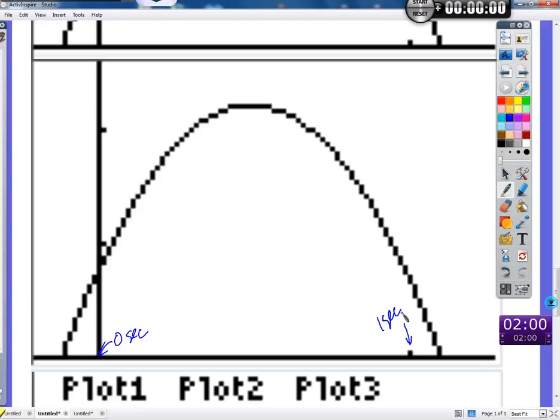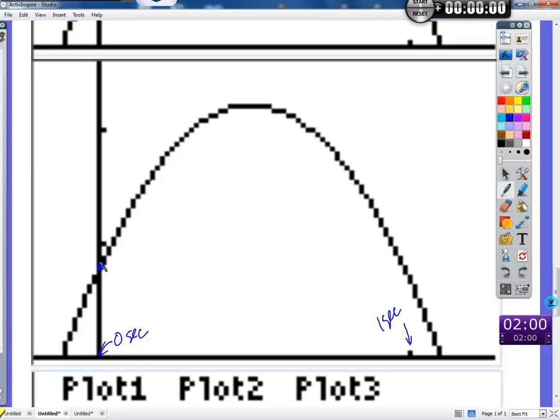So 0.2, let's say, is here. But no, that's not what we're going to do, because now 0.2 is really over at 0. So this is 0 seconds, which correlates to the 0.2 seconds from before.